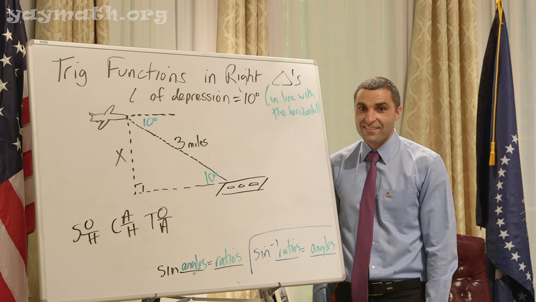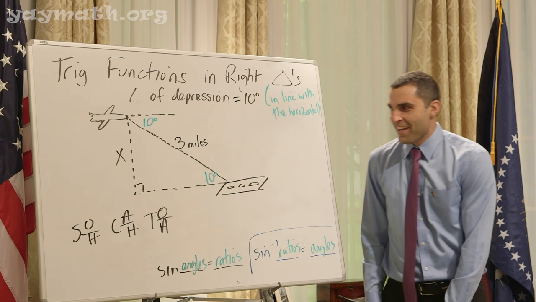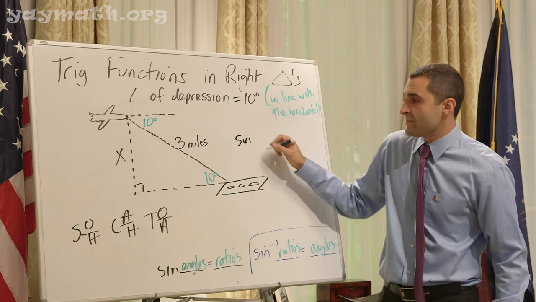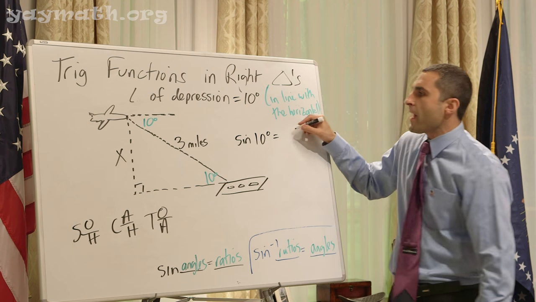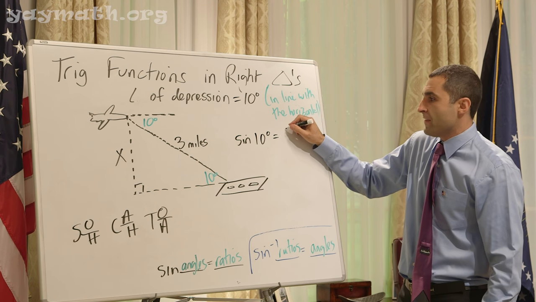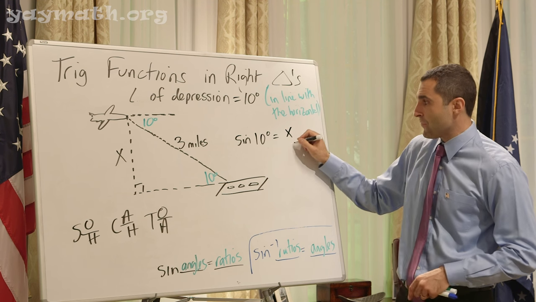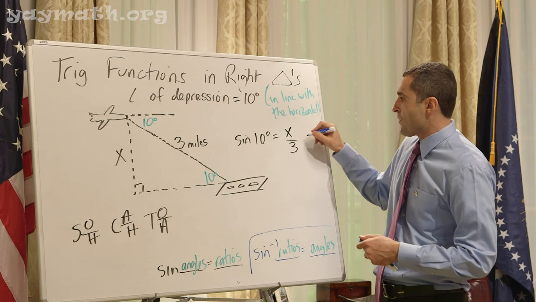It's sine, not cosine. Sine of what angle? 10 degrees. Sine 10 degrees equals opposite over hypotenuse. X over 3. X is opposite. Do you see it now? Sine 10 equals x over 3. Multiply both sides by 3.